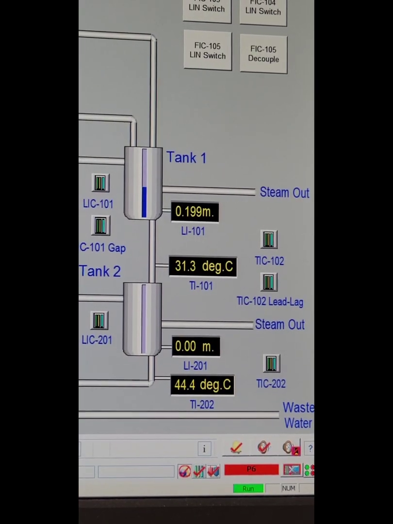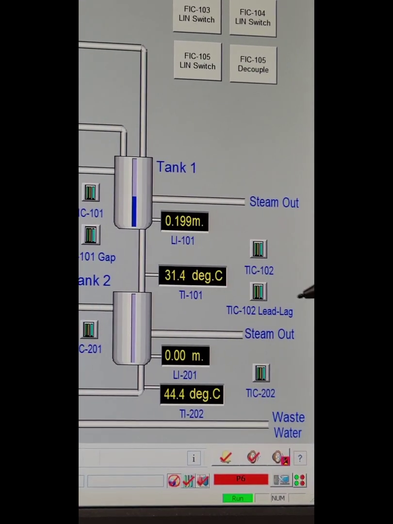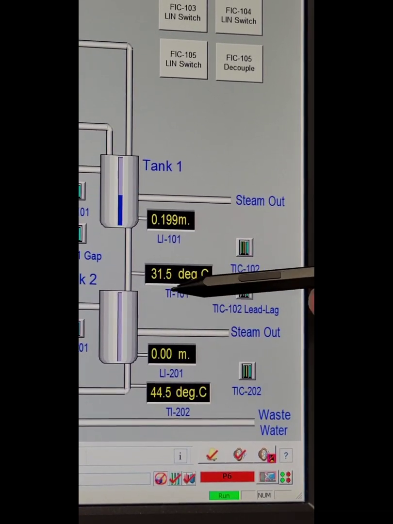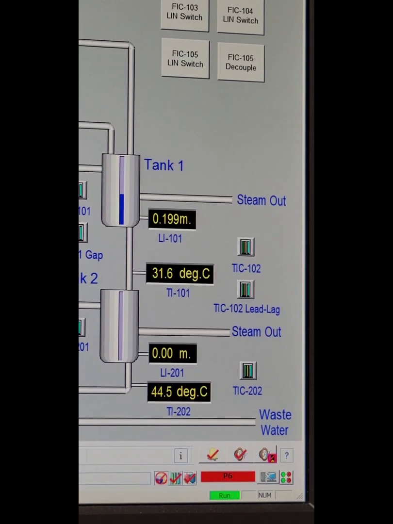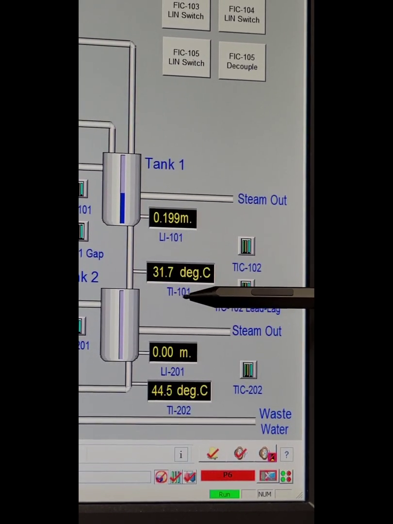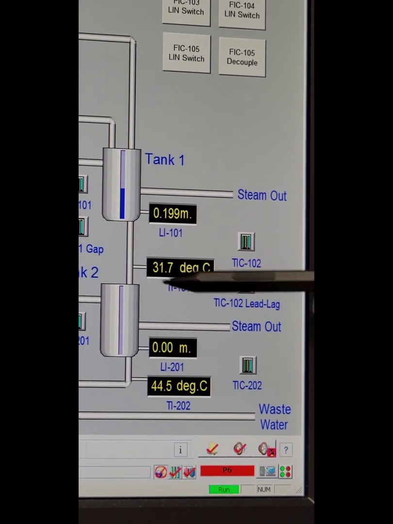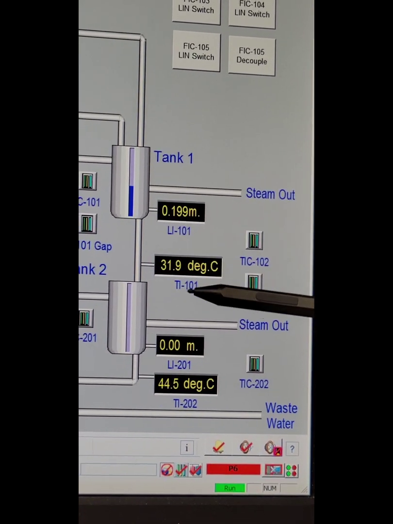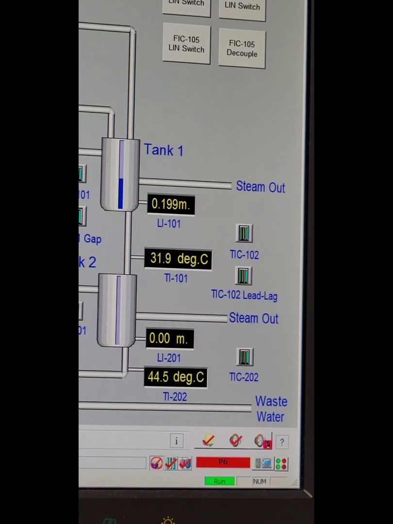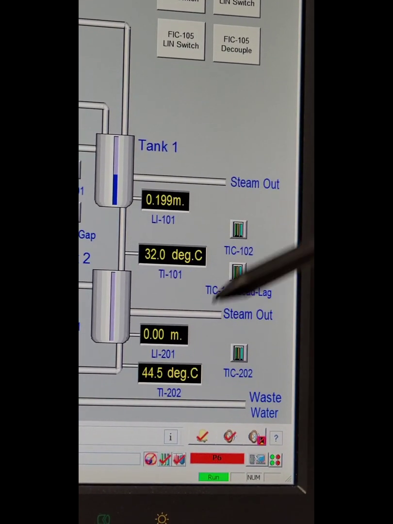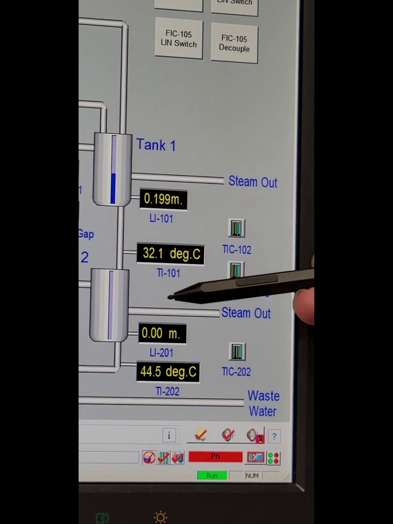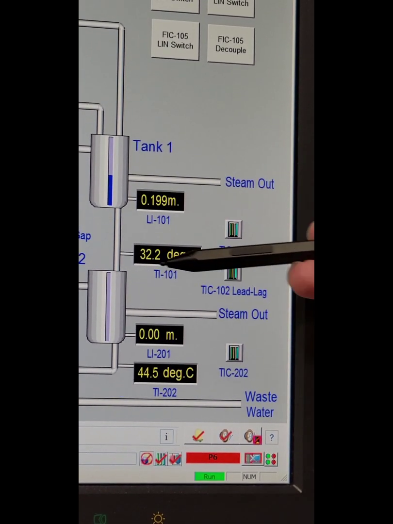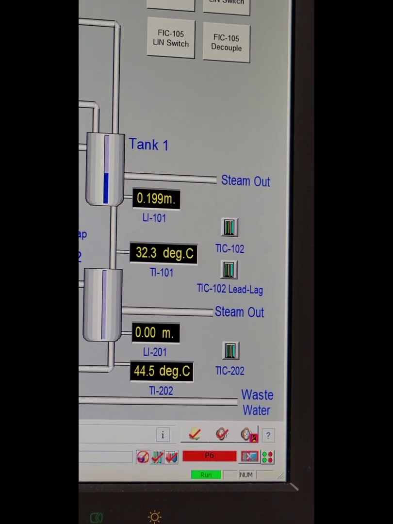So as the controller increases the flow rate of the steam, the temperature of the tank, we can see here, we are using the thermocouple to measure the temperature T101. Here we are seeing the temperature of water, and it is increasing because the flow rate of steam is increasing in the tank. Initially the temperature was 25 centigrade, and right now it is about 32.